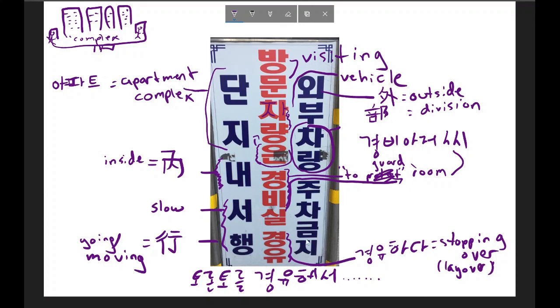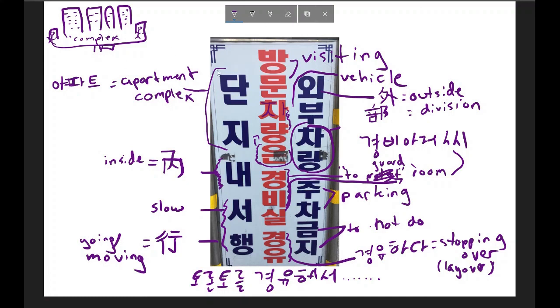And finally down here, this 금지, you've seen this in a lot of sign videos. This is basically telling somebody to not do the noun form of whatever verb is before it. And this here is 주차, and the verb form is 주차하다, which means to park. But this is just 주차, it means parking. So if I look at this whole line here, it's saying that the vehicles from the outside of this apartment complex are not allowed to park in the apartment complex.